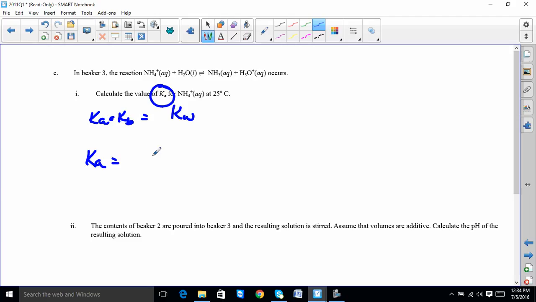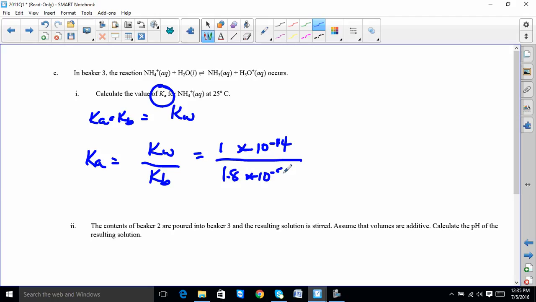Ka is going to be Kw divided by Kb. Well, Kw is a constant. It's exactly 1 times 10 to the negative 14. That's actually where we get the pH and the pOH always have to add to 14. Kb was given to you as 1.8 times 10 to the negative 5. And if you do that in your calculator, you will get 5.9 times 10 to the negative 10th.